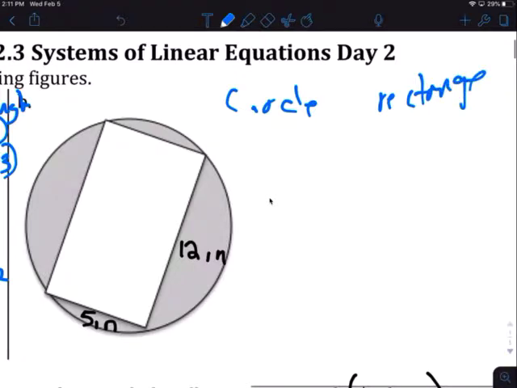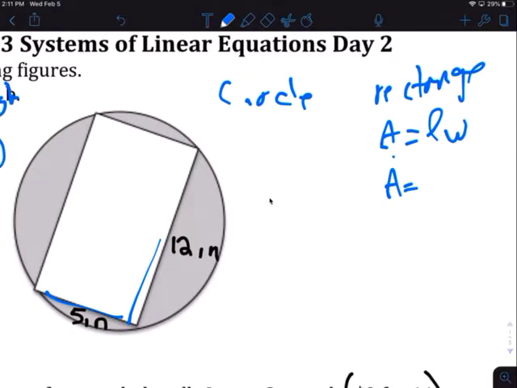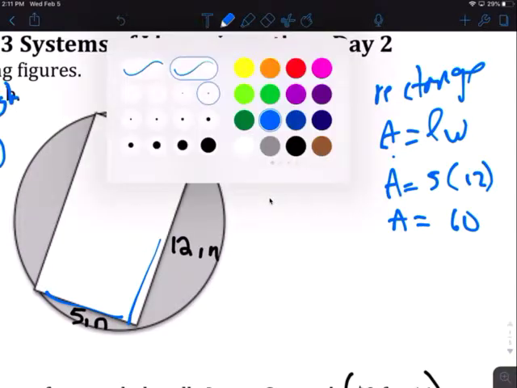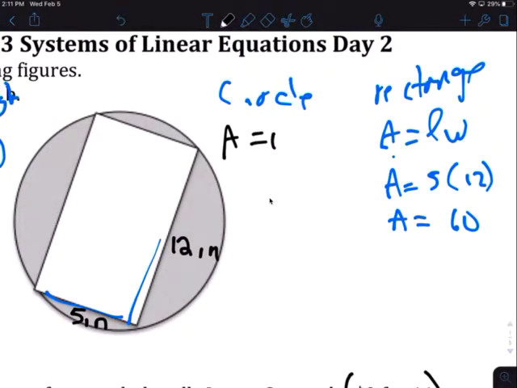Area of a circle, we'll do the rectangle first because it has length and width. So area is length times width. Area is 5 times 12, which is 60. Okay. Area for that circle is pi r squared, area is pi times radius, and whatever the radius is, squared.